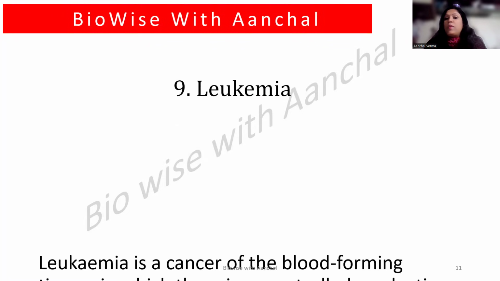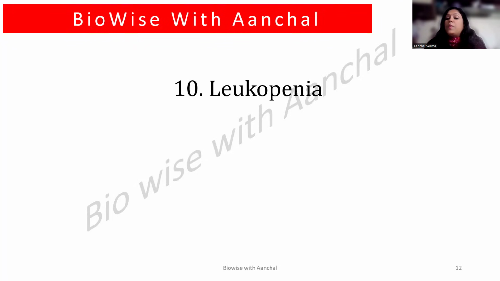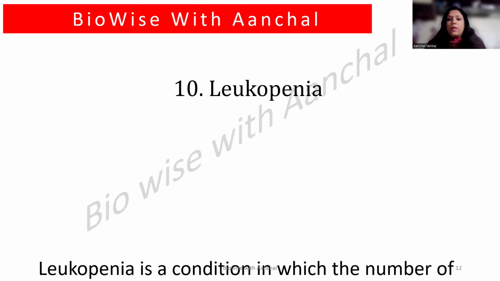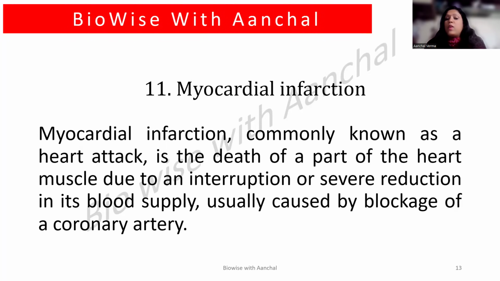Next is leukemia. Leukemia is related to WBC. So leukemia is basically an increase in the number of WBC, so it is blood cancer. It is a cancer of the blood forming tissues in which there is uncontrolled production of abnormal white blood cells interfering with the normal production and functioning of other blood cells. So that is leukemia. Leukopenia is the opposite of leukemia. It is a condition in which the number of WBC in the blood is very low, reducing the body's ability to fight infections. Okay.